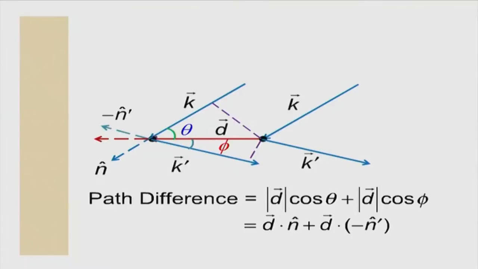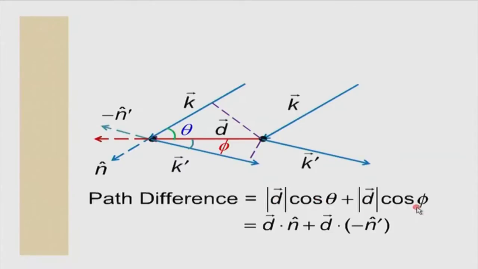Now let us try to express this in terms of unit vectors. As I said, n is the unit vector in the same direction as k, and n prime is a unit vector in the same direction as k prime. So this will be the direction of n prime, and this will be the direction of minus n prime. This d cos theta can be written as d dot n, because d dot n will be d multiplied by n multiplied by cos theta. This was the direction of d, this is the direction of n, and the angle between d and n is this theta. The magnitude of n is of course unity, so d dot n is equal to d cos theta.